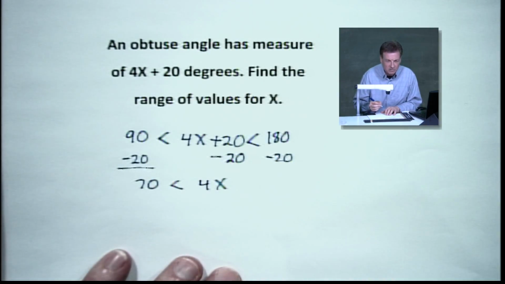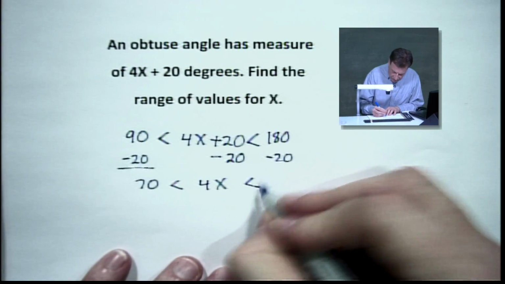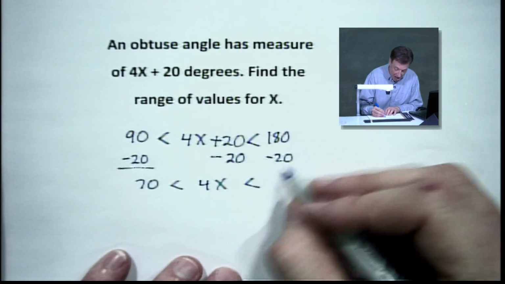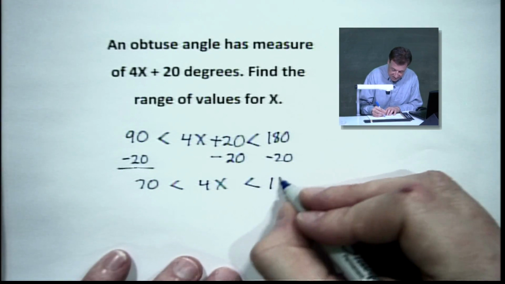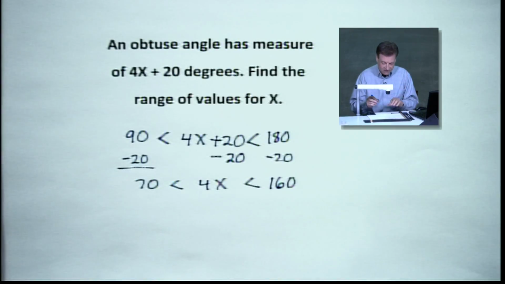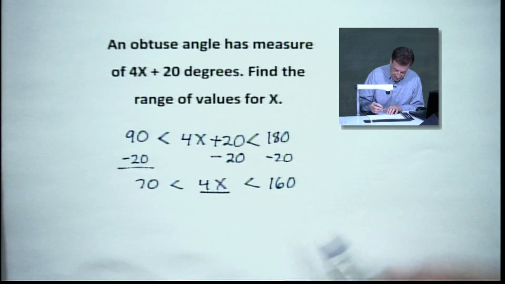All right, everybody hanging with me. And up here on the upper end, we got 180 minus 20, which is going to give us 160, I believe. Now, we're ready to divide everything through by 4. Let's do that. Let's divide through by 4.